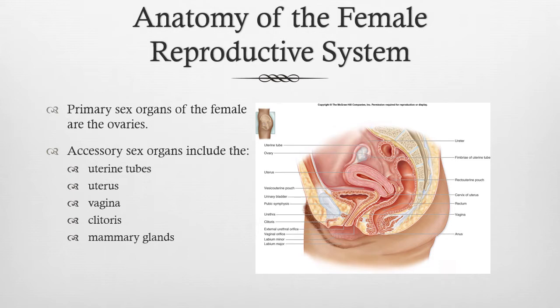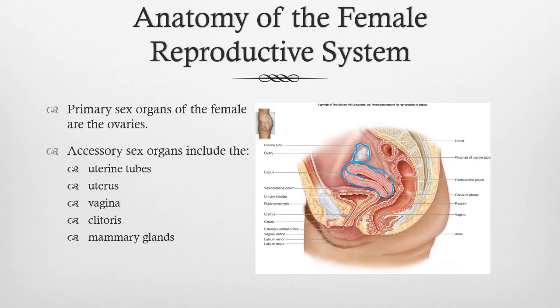And so with that, in the female, the primary sex organs themselves are the ovaries. And so resting inside the pelvis, we have the ovaries themselves. And then everything else is basically designed for getting those eggs that are being produced from the ovaries down into the uterus. And so they're going to move along the uterine tubes into the uterus itself.